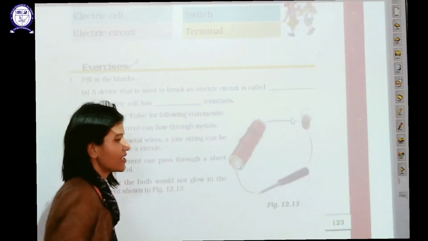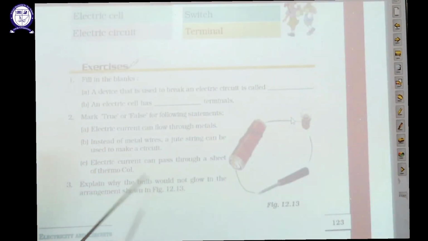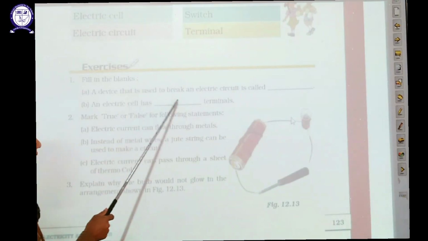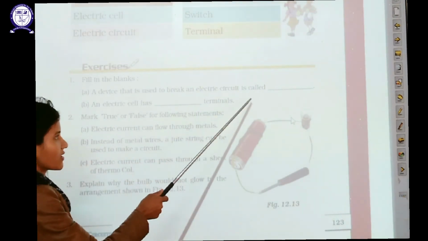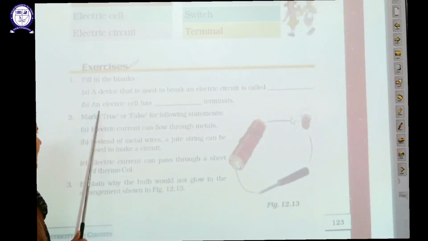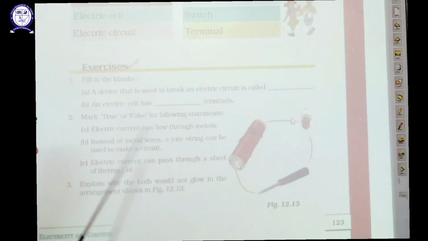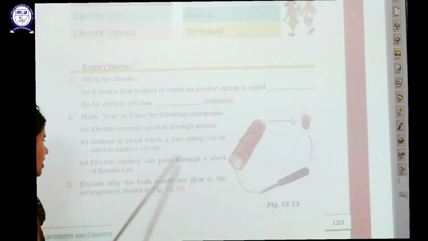Now this chapter is over. Let us revise our entire chapter through our NCERT exercise. First one is device that is used to break an electric circuit is known as switch. An electric cell has two terminals. Now true or false? Electric current can flow through metals. True. Instead of metal wires, jute string can be used to make circuit. False. Electric current can pass through a sheet of thermocol.